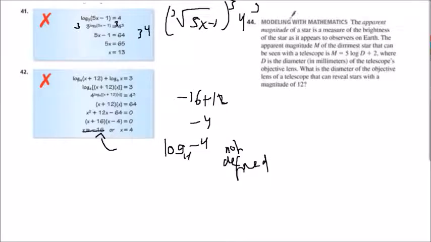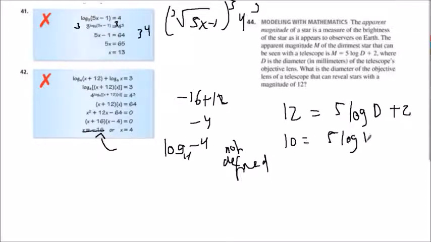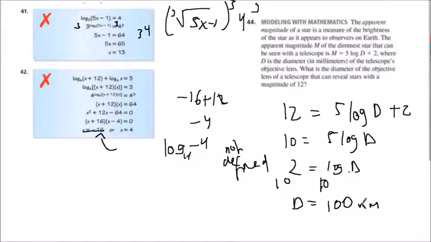It's not. We just put 12 for the m. 12 equals 5 log d plus 2. Subtract 2, 10 equals 5 log d. Divide by 5, 2 equals log d. Put both sides to the 10th power. d is equal to 100. So 100 millimeters is the size of the telescope's objective lens. Simple.